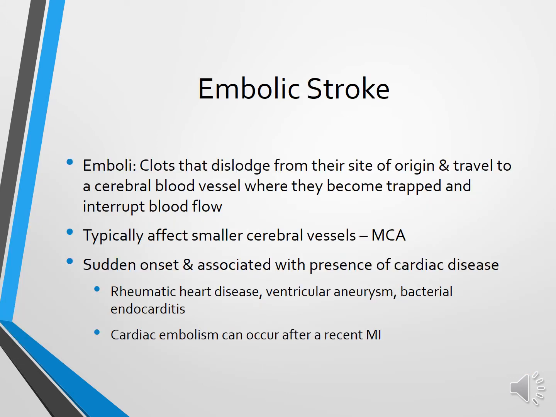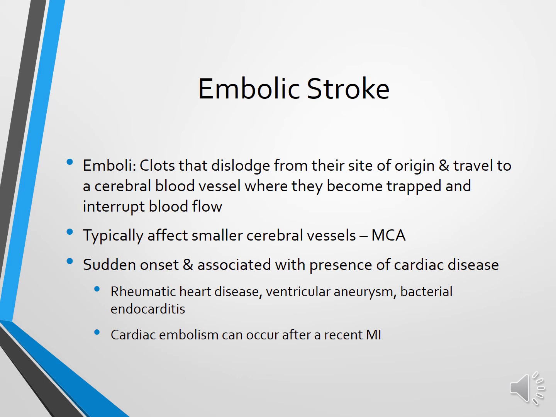So a stroke that's the result of an embolus is a clot that's formed elsewhere. It's dislodged and travels to a cerebral blood vessel where it then becomes trapped and interrupts blood flow. These are typically going to affect the smaller vessels. This is what you'll see in like the middle cerebral artery type of stroke. These have a sudden onset and they're associated with cardiac disease. These can also happen after a recent heart attack.